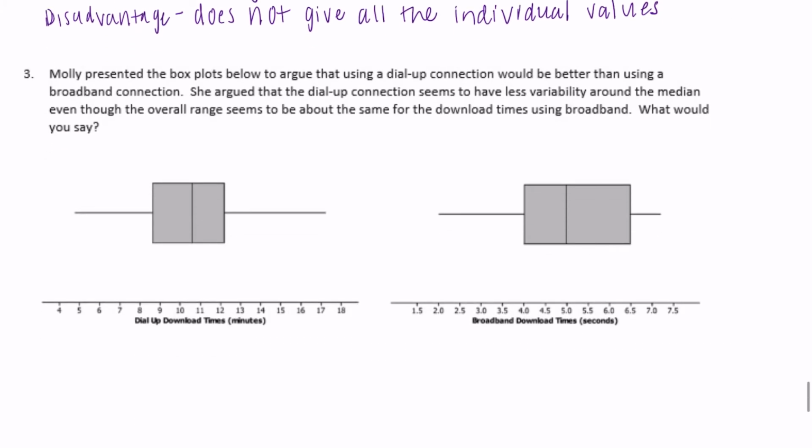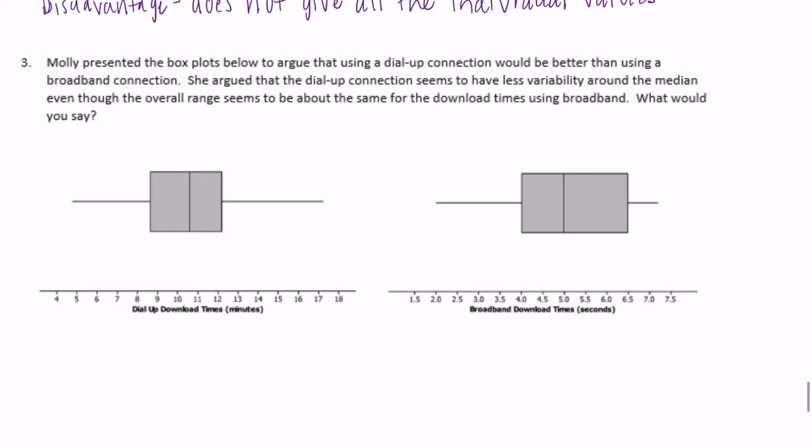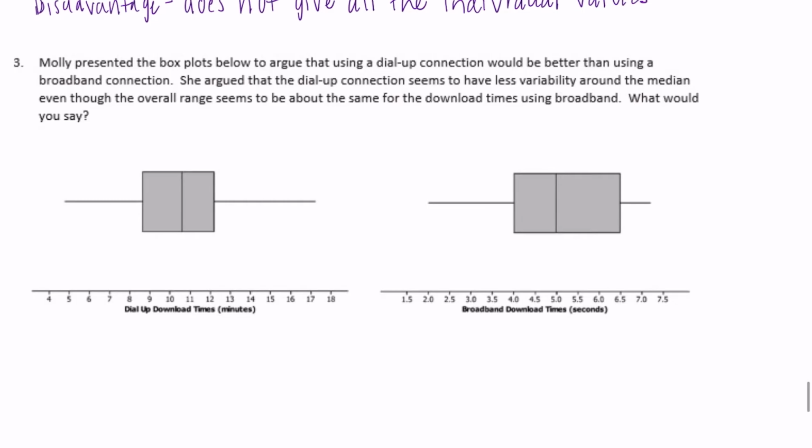All right, number 3, Molly presented the box plots below to argue that using a dial-up connection would be better than using a broadband connection. She argued that the dial-up connection seems to have less variability around the median, even though the overall range seems to be about the same for the download times using the broadband. What would you say?